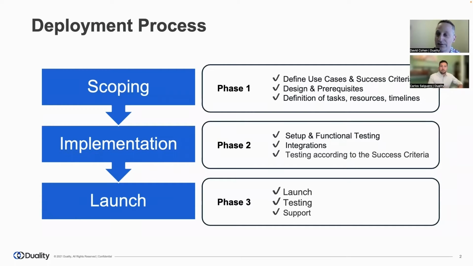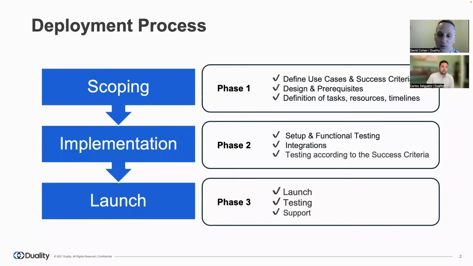In the first phase, we're defining the use cases and the success criteria. This is really to understand, from the customer's perspective, what the main use case is. Based on that, we are able to define the right solution at Duality. We're also going to design the architecture and make sure that all prerequisites are met. This will help to install the solution and configure it properly. For any project, we would like to have a focal point at the customer who will work very closely with our teams. This focal point will lead all the different tasks, resources, and timelines to make sure that we meet the deadlines accordingly.